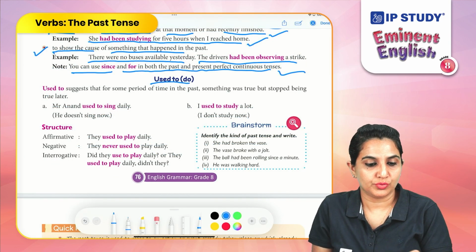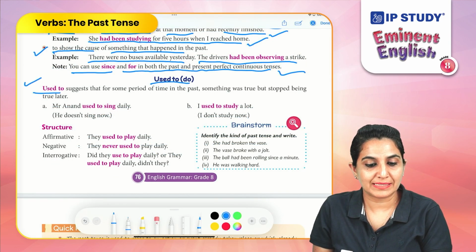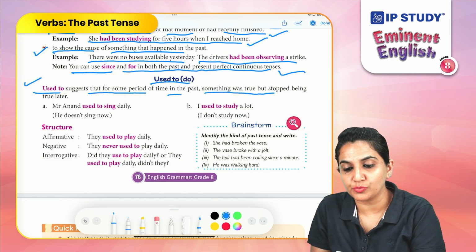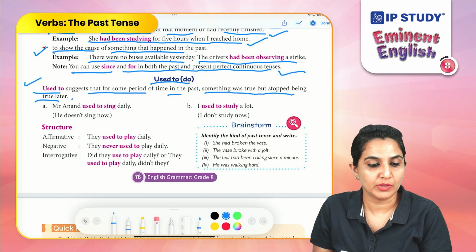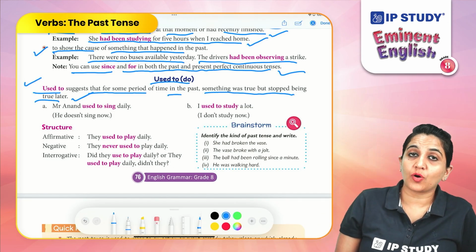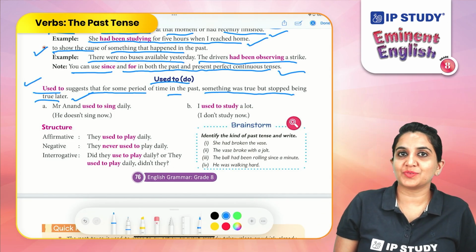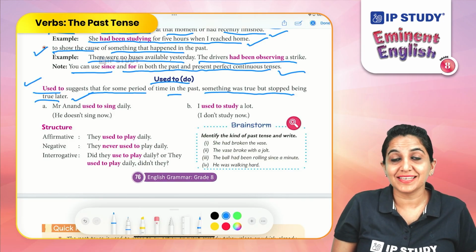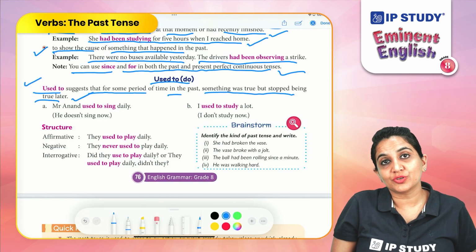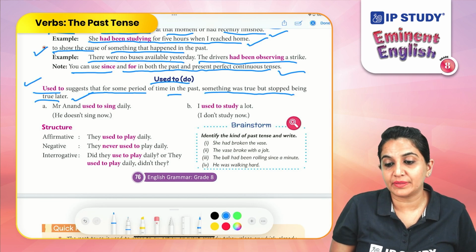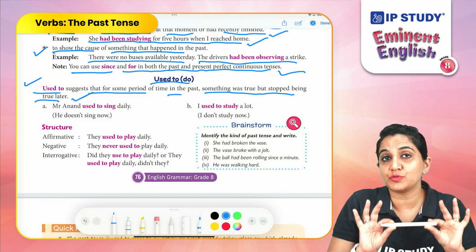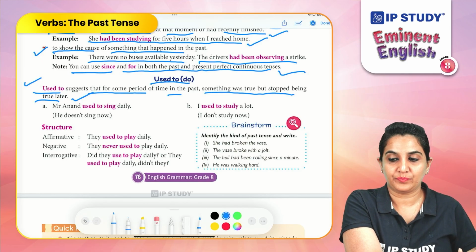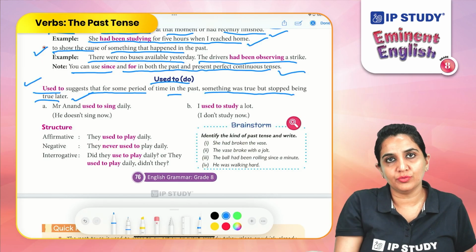Used to. Used to suggests that for some period of time in the past, something was true but stopped being true later. So we're again talking about something in the past because we are traveling in the past with the time machine and with the past tenses. So used to is also denoting something that had happened in the past or some period in the past, and it was true at that time. It was believed and true at that time, but stopped being true later.